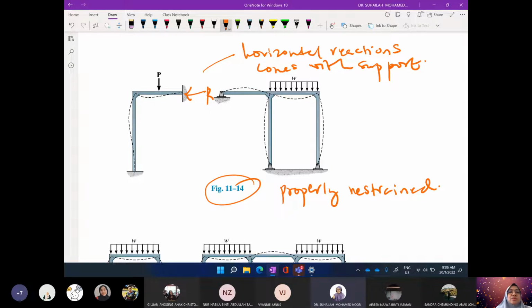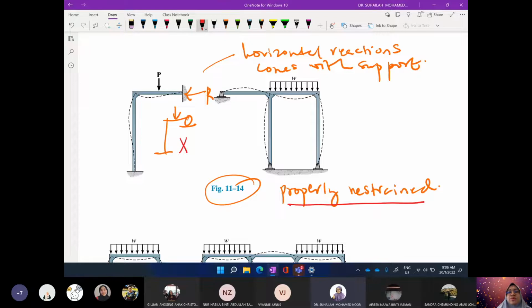Like this. So for this frame, if it is a roller here, with this loading, it can move. This roller can move horizontally. Okay, this is not restrained. But if this is fixed or pinned, it comes with a horizontal reaction, it comes with a support. Then it is called properly restrained.